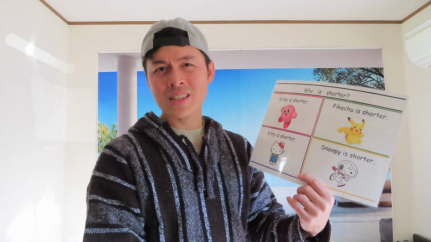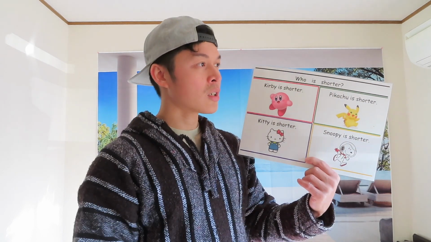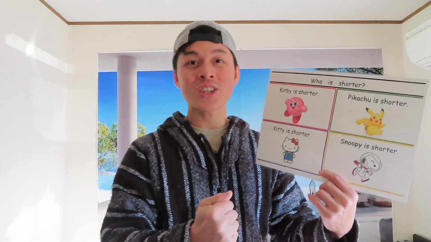How tall is Snoopy? I forgot. Snoopy's a dog, so maybe taller, like about 50, 60, 70 centimeters tall. So you're going to find out. We're going to compare. Write the number on the board, and we're going to find out who is shorter. So the answer is Kirby is shorter!